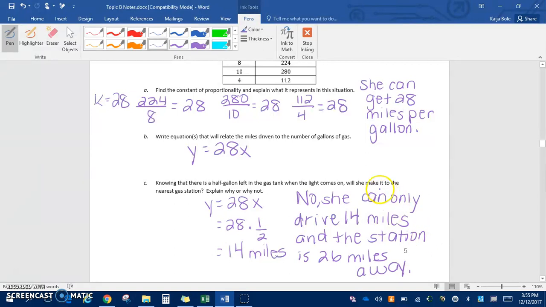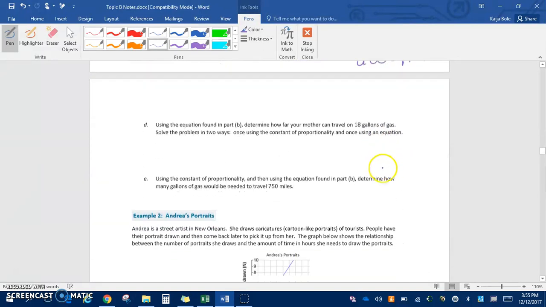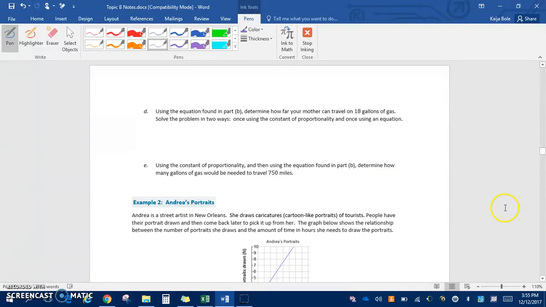If you flip over to the next page, part D continues on. It says, using the equation found in part B, determine how far your mother can travel on 18 gallons of gas. So we're using our equation, Y equals 28X. We know gallons was X, so we're going to do Y equals 28 times 18. When you plug that in the calculator, you get 504. So we would say she can drive 504 miles.